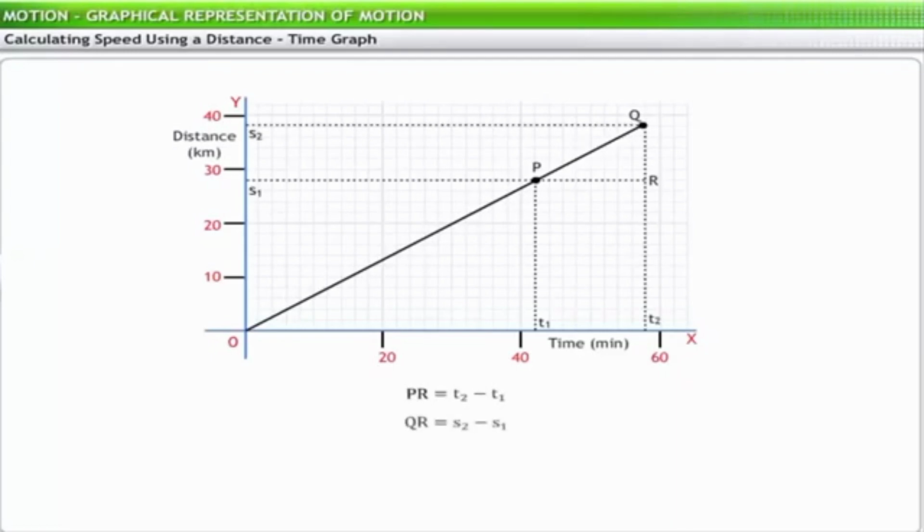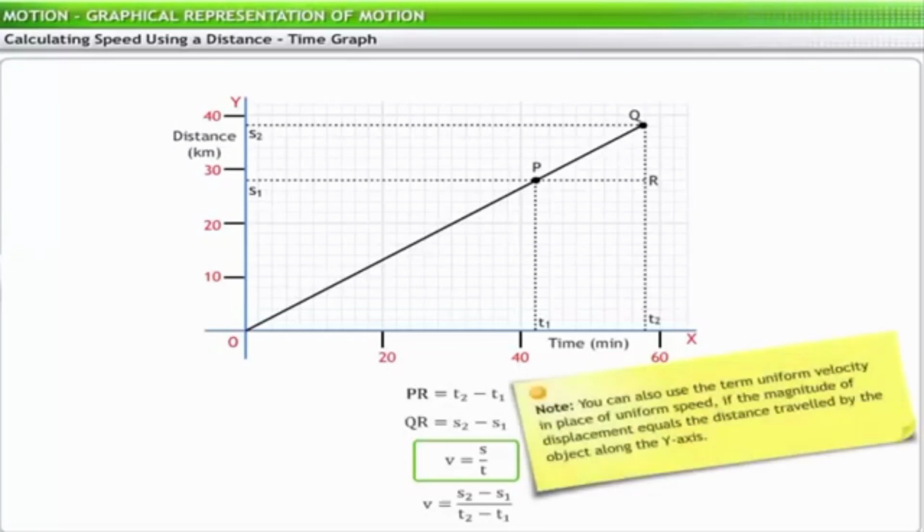By definition, speed is the ratio of distance covered to the time taken in covering that distance. Therefore, the speed of an object v is equal to s2 minus s1 divided by t2 minus t1. Note, you can also use the term uniform velocity in place of uniform speed if the magnitude of displacement equals the distance travelled by the object along the y-axis.